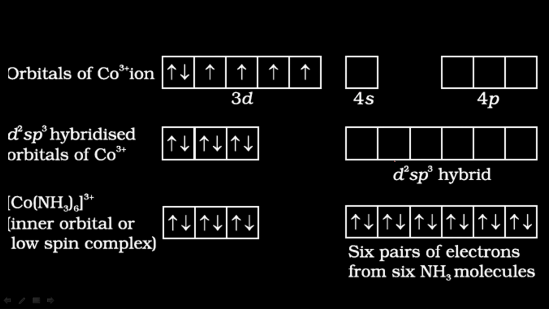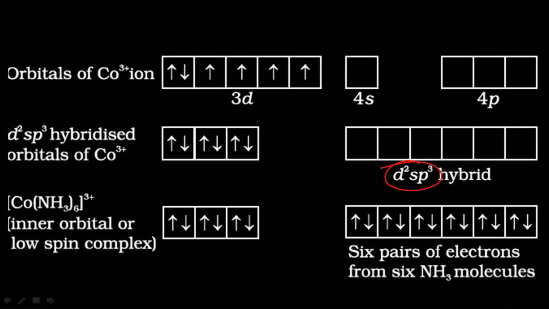Out of these 6, these 2 have been obtained from D, so D2. This one is 4s, so S. These 3 from P, P3. So that's why it is D2sp3 hybridization. Clear?